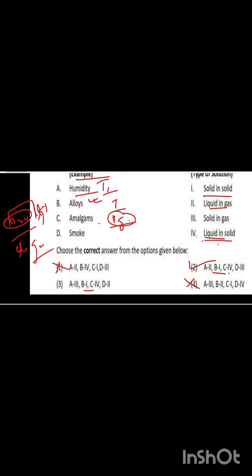It is correct. Smoke also, you know, where does smoke come from? By burning, I think. If you can think of an example, like if we burn coal, what happens? It produces smoke. So solid particles are there in gas. So C corresponds to 3. Sorry, D corresponds to 3. So option 2 is correct.